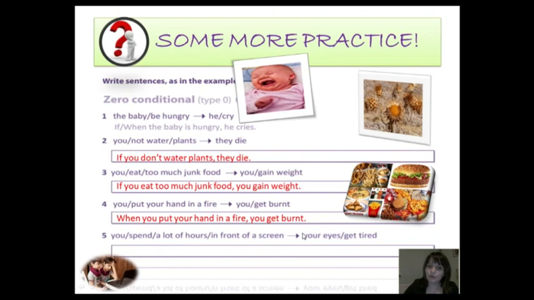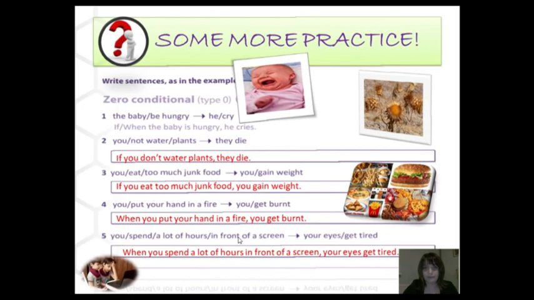What are we going to do to make the zero conditional? What are we going to say? Very good. When you spend a lot of hours in front of a screen, your eyes get tired. As you can see, children, zero conditional is not too difficult to form. Kao što vidite, nulti kondicional uopšte nije težak za građenje. And you're getting better and better. Vi ste sve bolji i bolji.